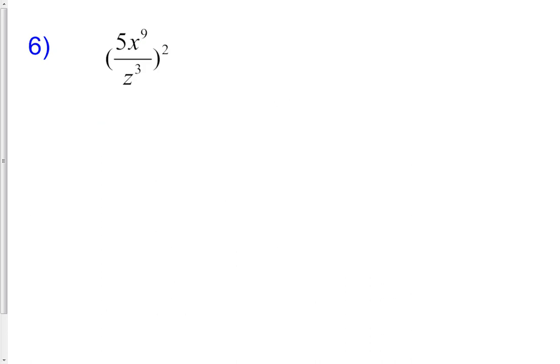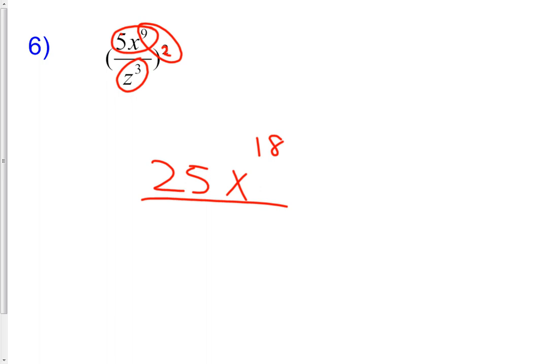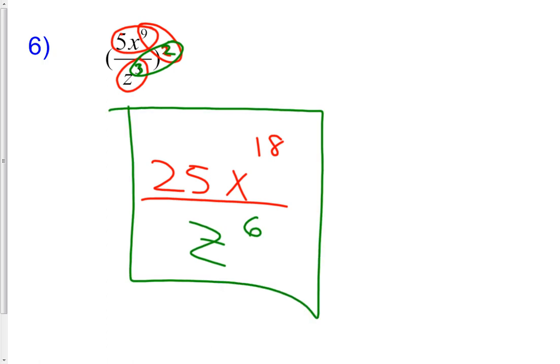Question number 6, you're going to square the numerator, and you're going to square the denominator. So 5 squared is 25. Here we have a power 9 raised to a power. You'd multiply that. 9 times 2 is x raised to the 18th. Same thing in the denominator. You have a power 3 raised to a power 2, so you'd multiply these, and you would get z to the 6th. So 25x to the 18th in the numerator, z to the 6th in the denominator.